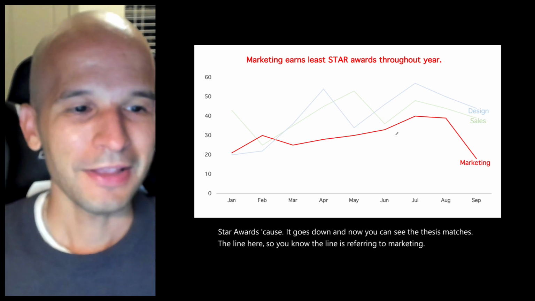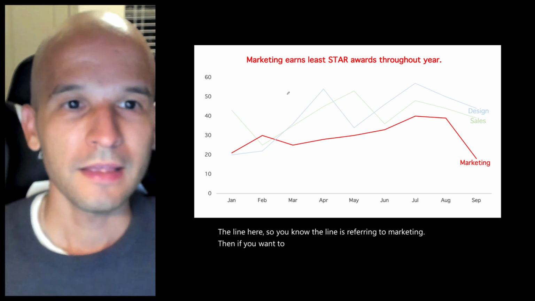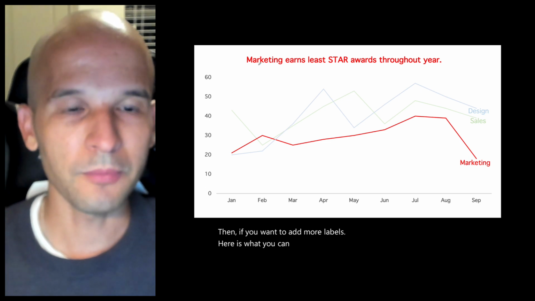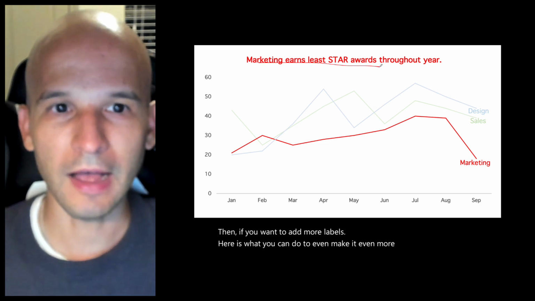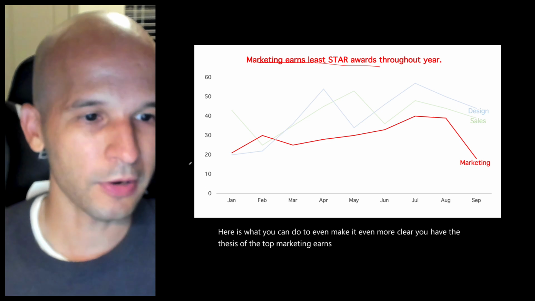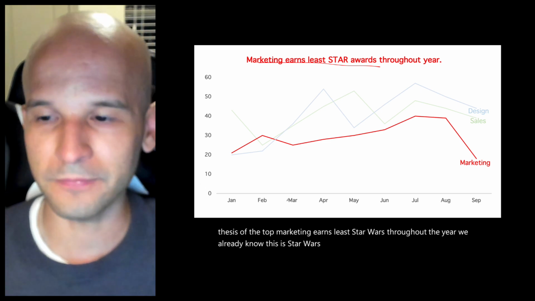Then, if you want to add more labels, here's what you can do to make it even more clear. You have the thesis at the top. Marketing earns least star awards throughout the year. We already know this is star awards. You see the angles have gotten fixed here.